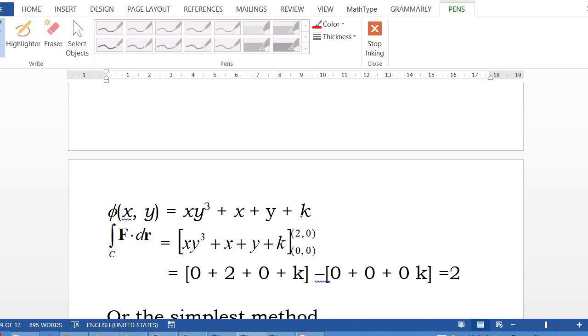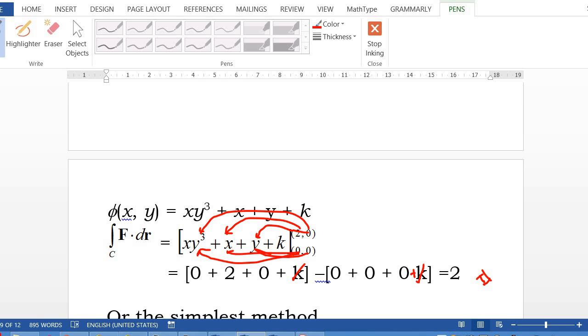Whether plus k or not, it doesn't matter, because when you evaluate from starting point to ending point, it will be cancelled. So evaluate starting point (0, 0), ending point (2, 0). When you plug in y is 0, this term is 0, plug in x is 2, you have 2, plug in y is 0, so it's 0 plus k. Later on, plug in x is 0, so minus, x is 0, you have 0, plug in y is 0, you get 0. That's why, k minus k, the answer is 2.